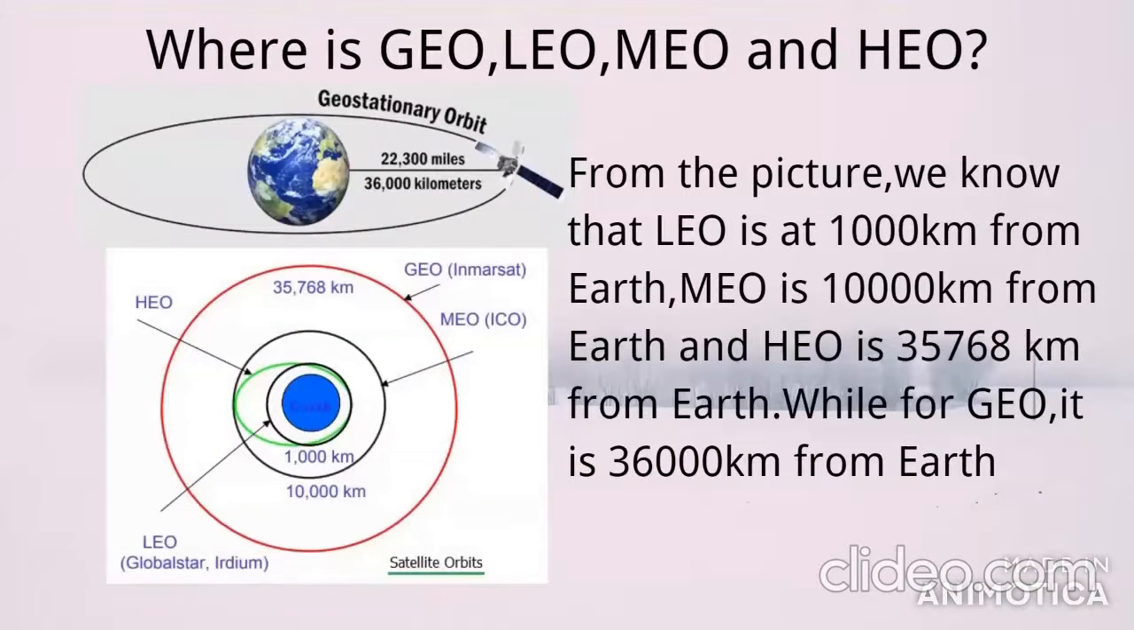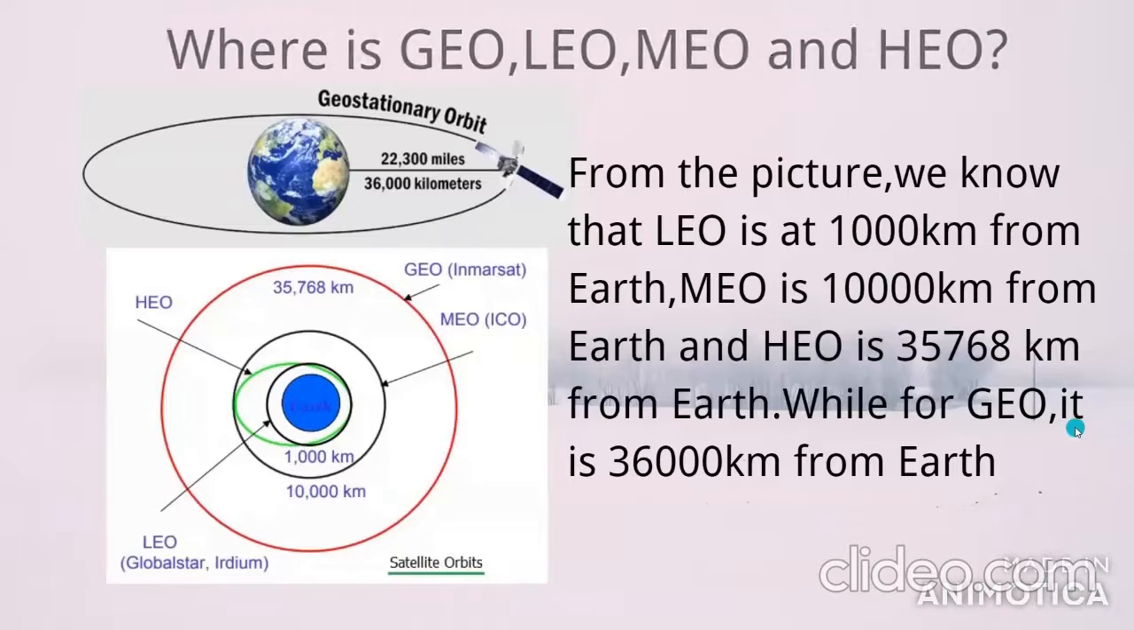Where are the GEO, LEO, MEO, and HEO? From the picture, we know that LEO is at 1,000 kilometers from Earth. MEO is 10,000 kilometers from Earth, and HEO is 35,768 kilometers from Earth. As for GEO, it is 36,000 kilometers from Earth.